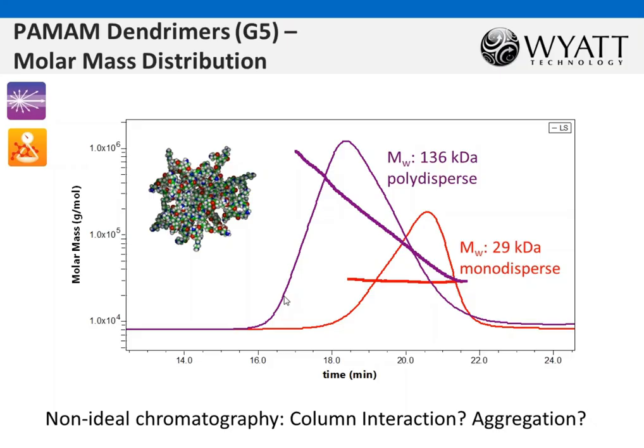The sample shown in purple is a G5 dendrimer prepared by a different synthesis route. The chromatogram and the molar mass appear highly polydisperse, and we can clearly see that this has a different molar mass than the standard dendrimer for a given elution volume. This indicates either column interaction, different architecture, aggregation, or a combination of these effects.